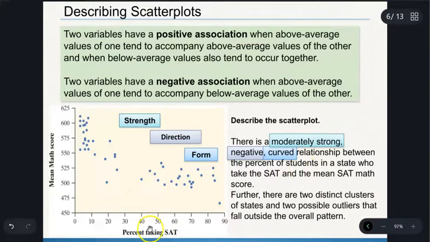This is a relationship between the percentage of students in a state who took the SAT. And this is how they scored on their math.